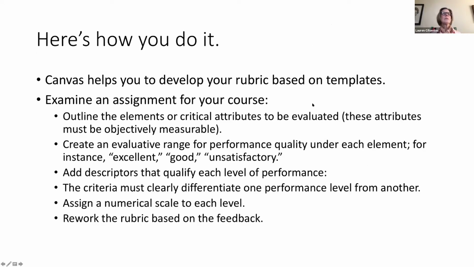Here's how you do it. Canvas helps you develop your rubric based on templates. If you're using Google Classroom, I'm sure it's got a rubric builder, it has to. You examine an assignment for your course. You outline the elements, the critical attributes, the criteria, in other words. And then it's got to be something that you can look at and measure. And then you create a range of excellent, good, unsatisfactory, whatever that range might be.